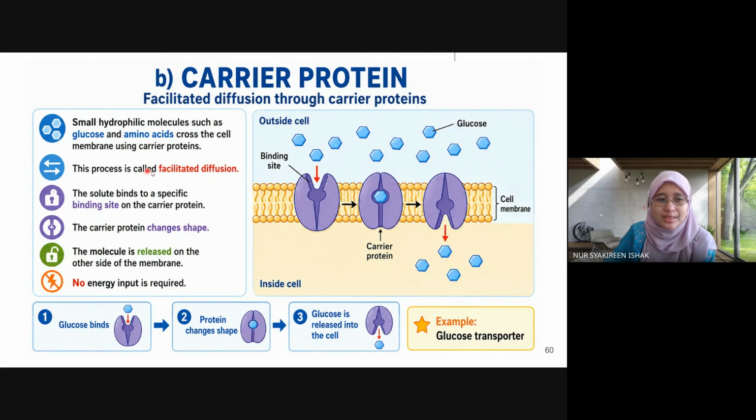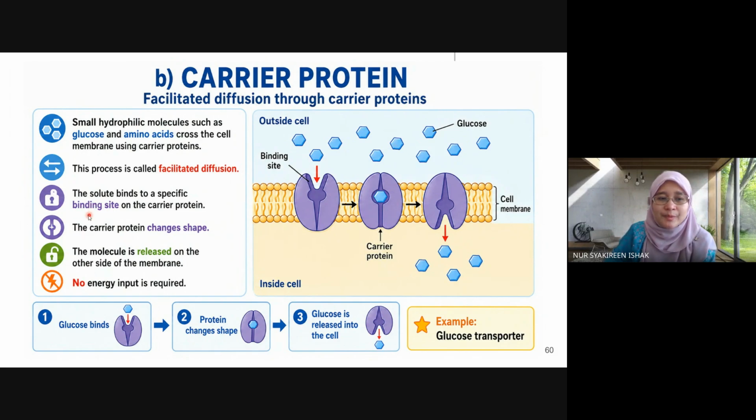Okay, so this process is facilitated diffusion because, as you can see from this diagram here, this carrier protein moves glucose into the cell with a higher concentration of glucose outside. So glucose, high on the outside, binds to the binding site of this carrier protein, causes the carrier protein to change shape, and glucose will be released into the cell. So these are the keywords that you need to pay attention to. So the solute, or the glucose in this case, binds to the specific binding site. This is the keyword that you need to highlight.